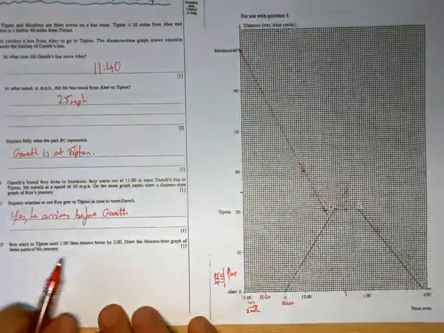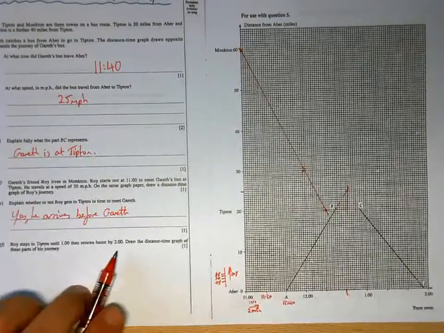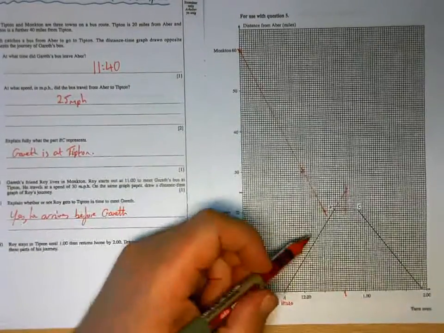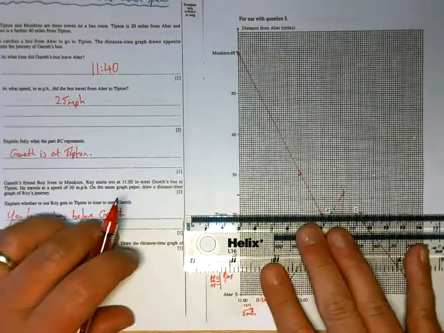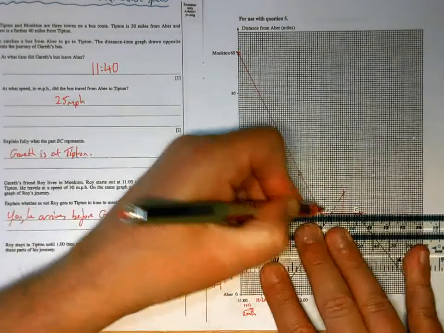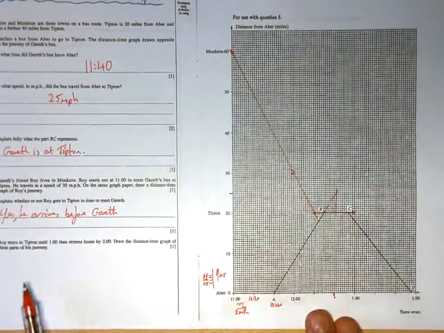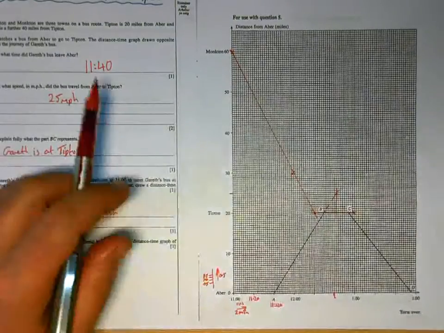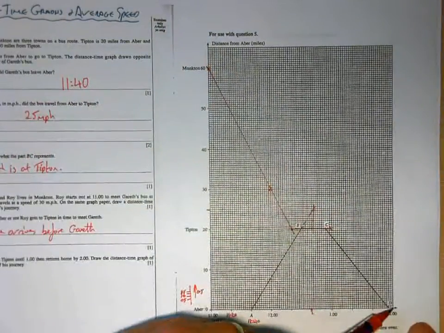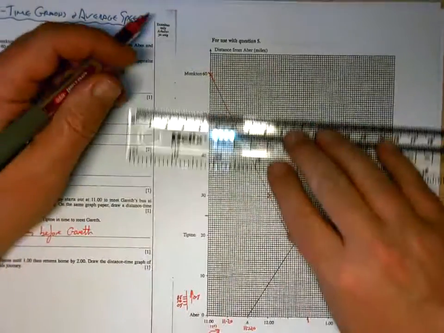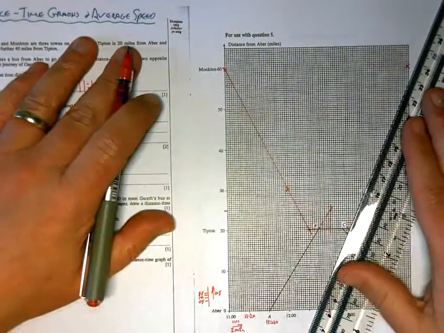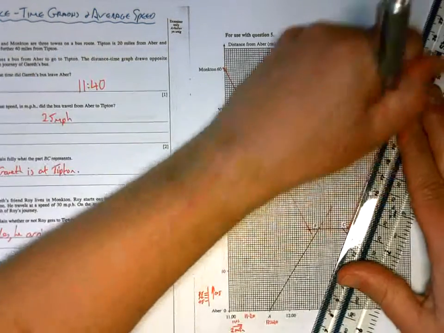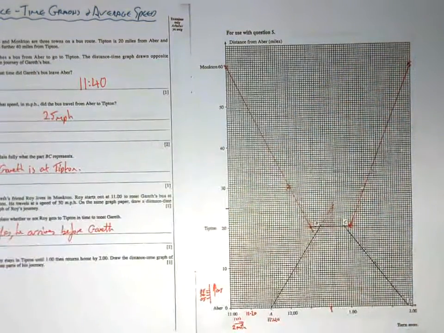Roy stays in Tipton until 1 o'clock and then returns home by 2. So he stays in Tipton until 1 o'clock, which is there. So he's not moving from that point. But then he gets back to Moncton by 2. So at 2 o'clock, which is there, he's going to be back in Moncton. So if I just mark that on the graph there, that's going to be the final part of his journey.